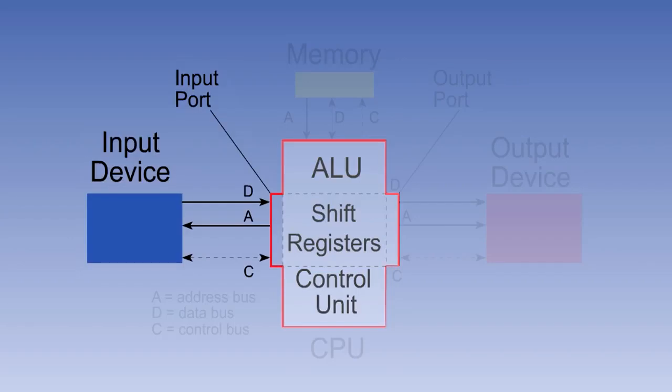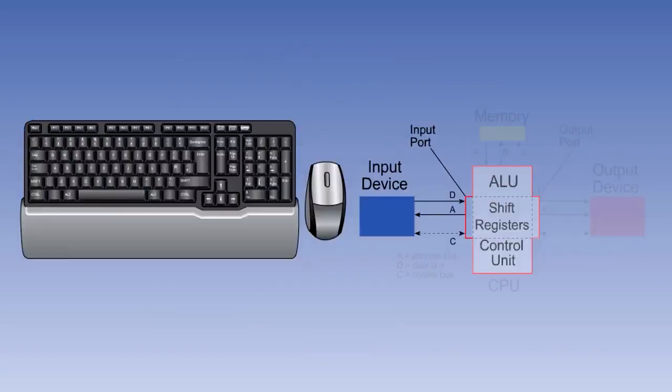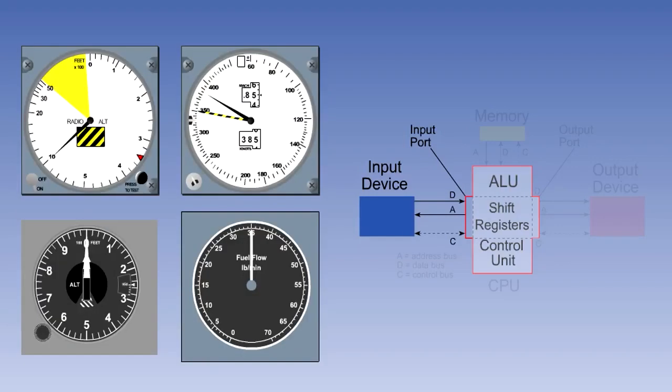The CPU accepts digital signals from the input peripheral devices via its input port. In the case of a personal computer or PC, these may be the keyboard, the mouse, or any other input device. In an aircraft, the inputs could be from various sensors, radio altitude, barometric altitude, airspeed, fuel flow, and so on.